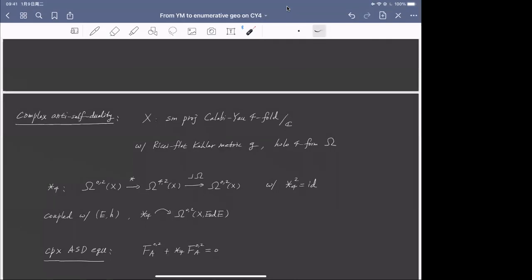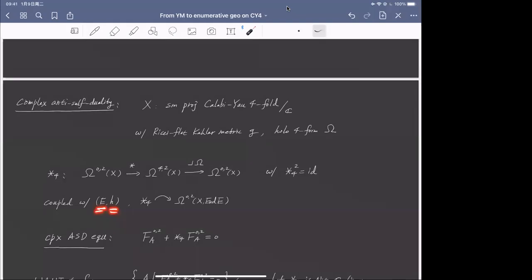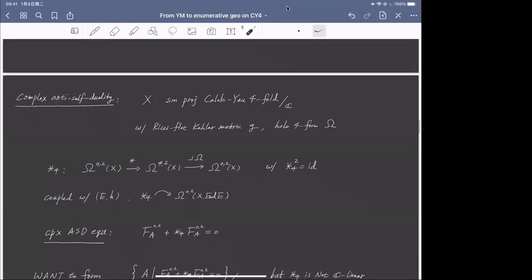Similarly, we can couple with a complex vector bundle with Hermitian metric. This extends to an involution on bundle-valued differential forms. Then you can easily write down the complex anti-self-dual equations. Basically, you consider the 0,2 part of the curvature. You consider not that this is 0, but that this plus its star is 0. This is a direct analogy of the anti-self-dual equations on real 4 dimensions.